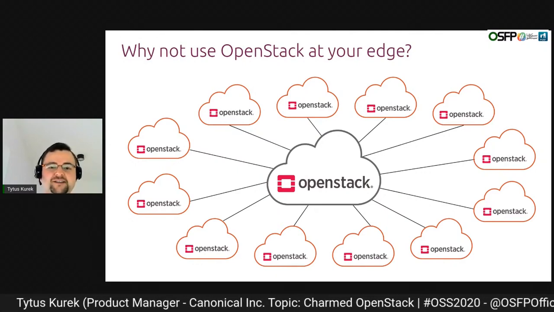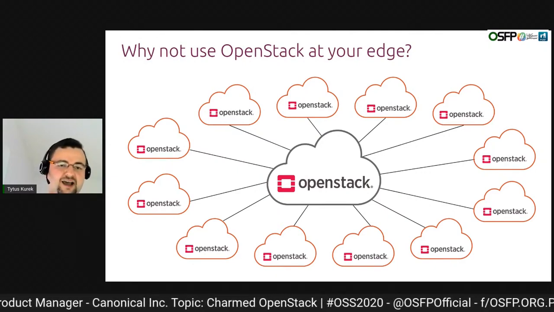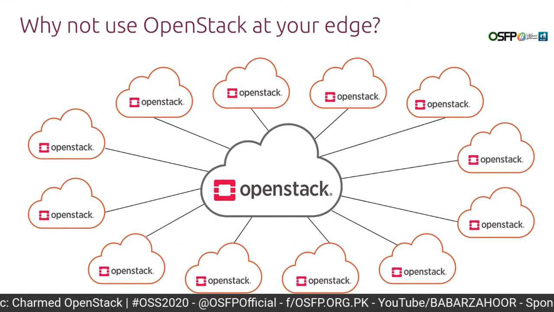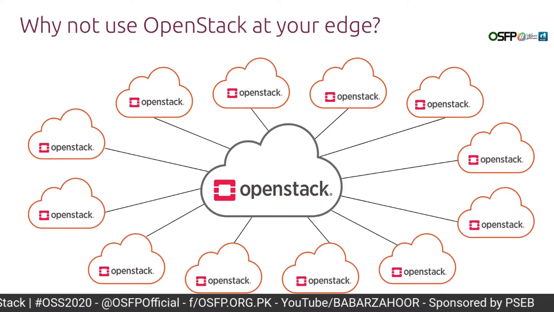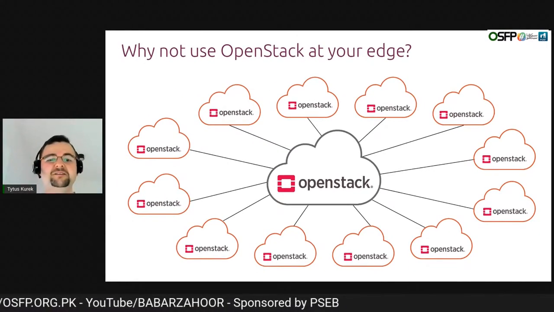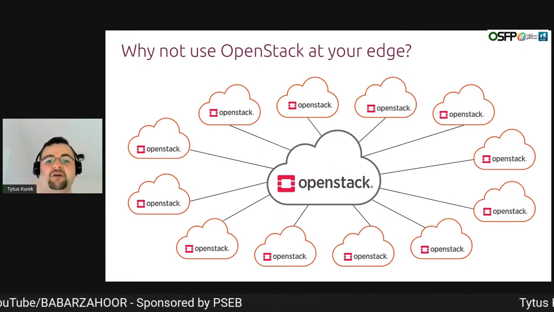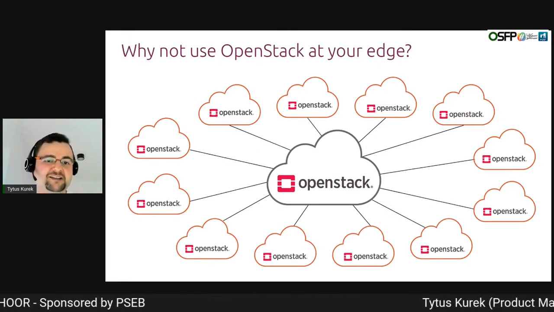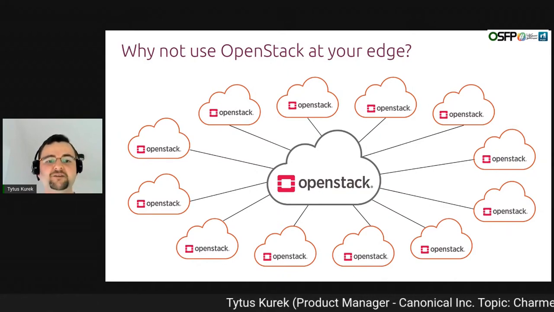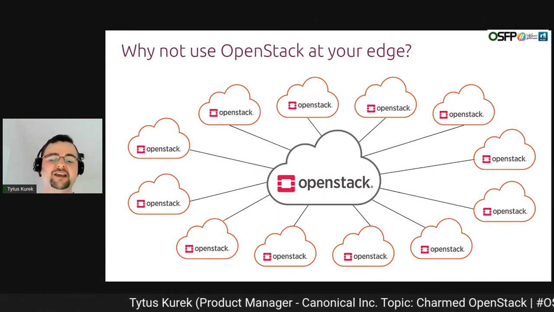So what does it mean to us? With the centralized approach, all of the workloads were running in a single data center, while with the edge, they are going to be distributed around. And at the end of the day, we're going to have more and more edge sites than data center sites. So how do we deal with that? Is OpenStack the right choice for this kind of use case?